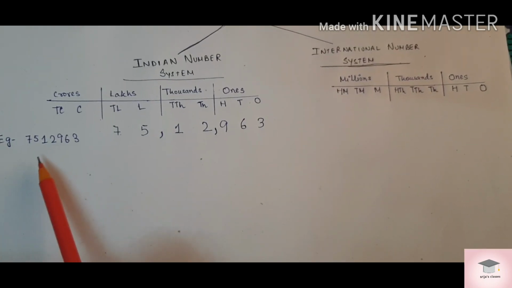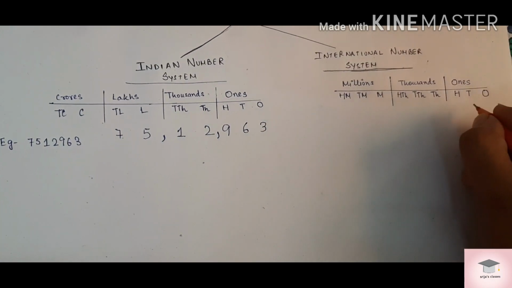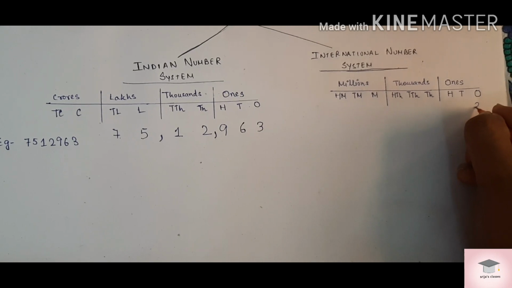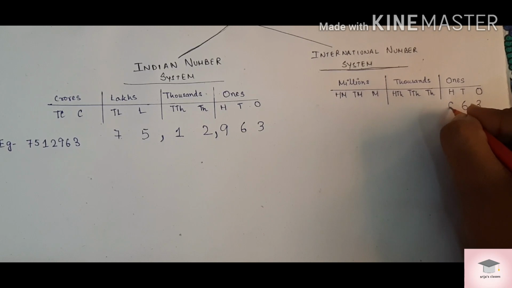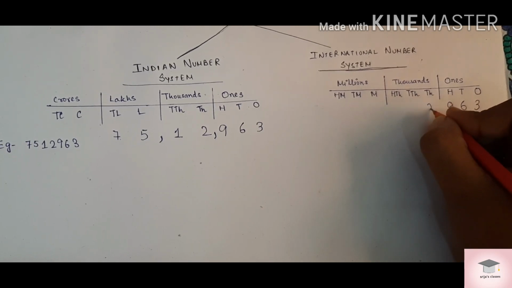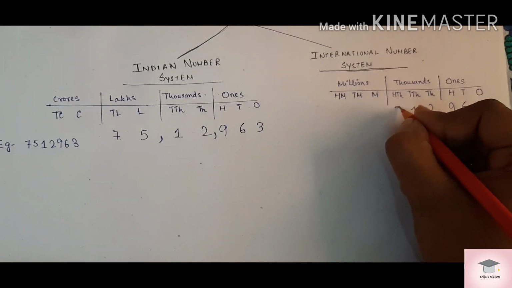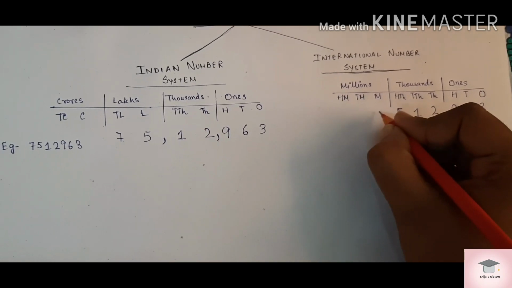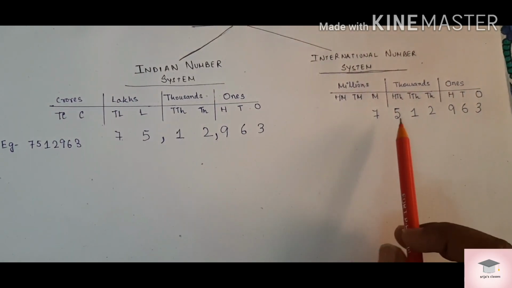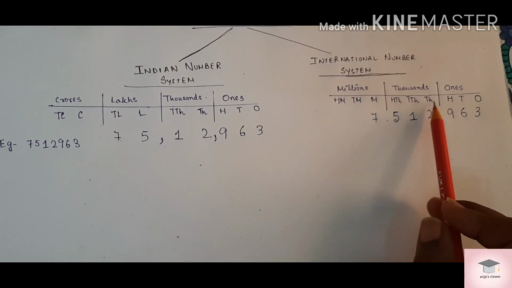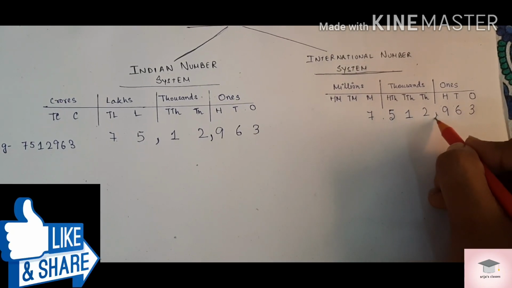Let us take the same example, 7512963. So from here we will write, first we will write 3, then 6, then 9, 2, 1, 5, and finally 7. So where will we put the commas over here? We will put the commas between each period. So after ones period we will put a comma. So we'll put a comma over here.